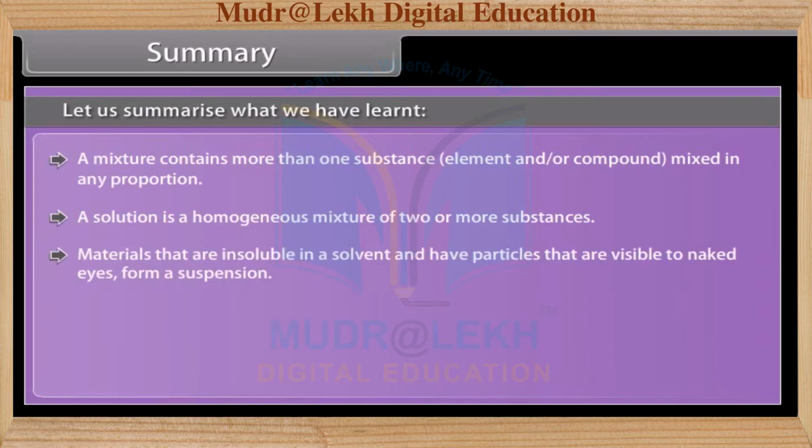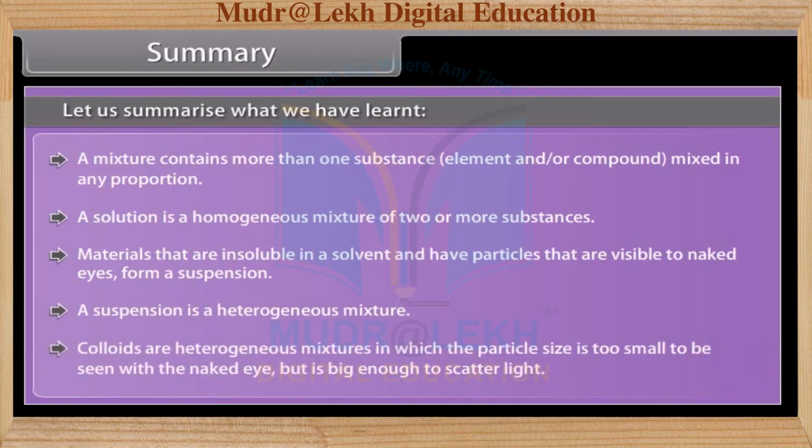Materials that are insoluble in a solvent and have particles that are visible to the naked eye form a suspension. A suspension is a heterogeneous mixture. Colloids are heterogeneous mixtures in which the particle size is too small to be seen with the naked eye, but big enough to scatter light.